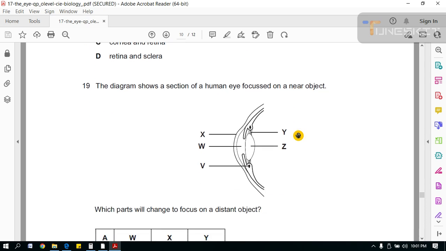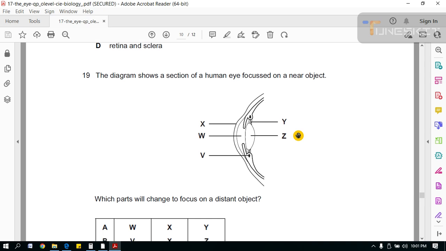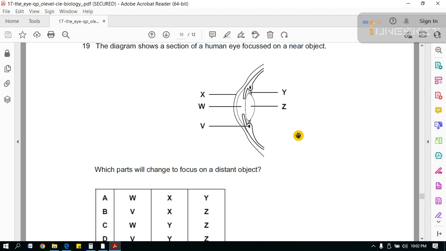The diagram shows a section of a human eye focused on a near object. When you are observing something very near to you, which parts will change to focus on a distant object? Again, X is cornea. W is aqueous humor. V is ciliary muscles. Z is lens. And Y is suspensory ligaments.